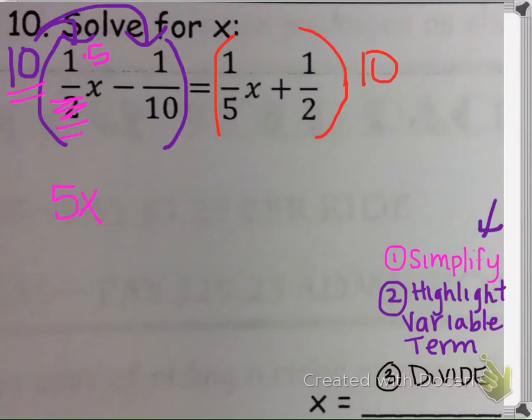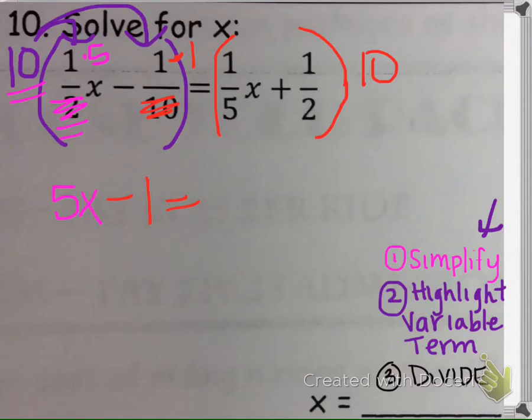Okay, so now we're going to do the same thing here. We're going to take this 10 and we're going to multiply the 10 to the negative 1/10. So, using our strategy here, 10 goes into 10 once. So, 1 times 1 is 1.